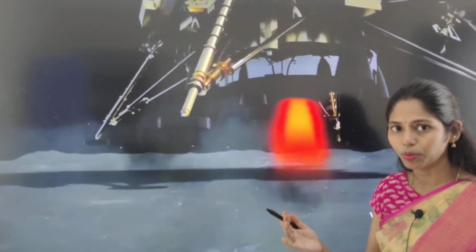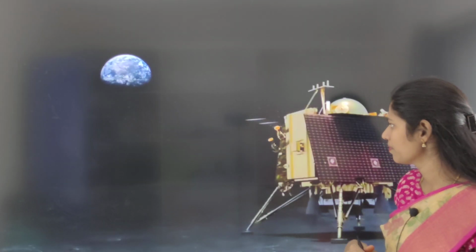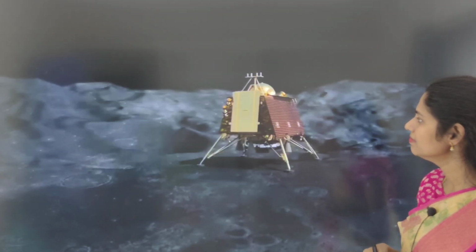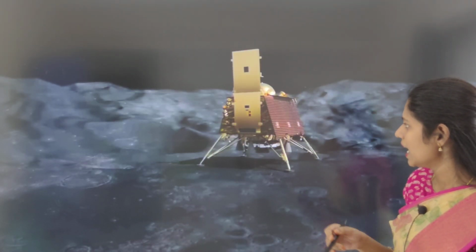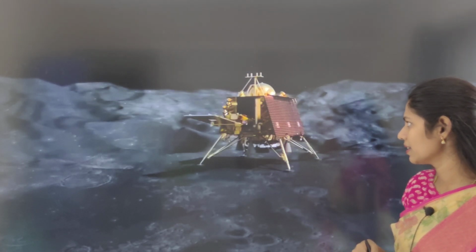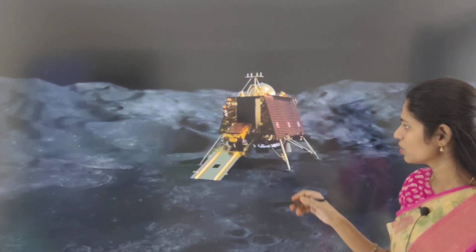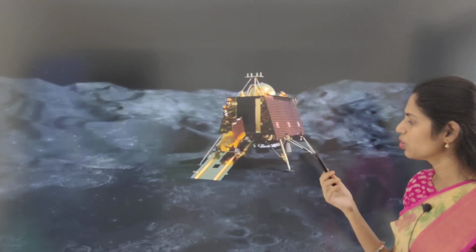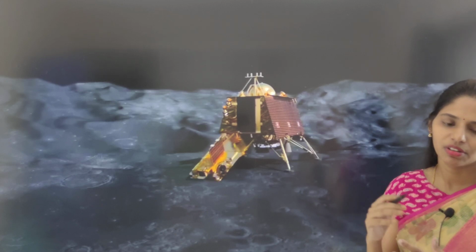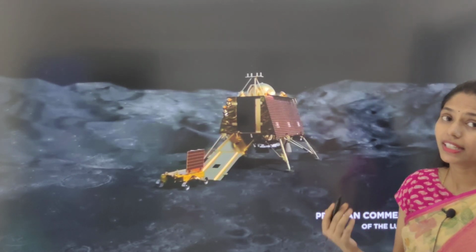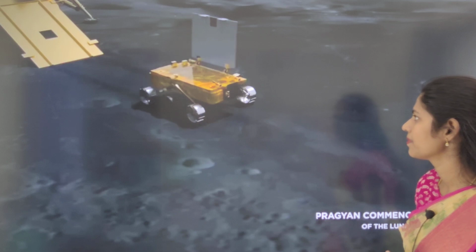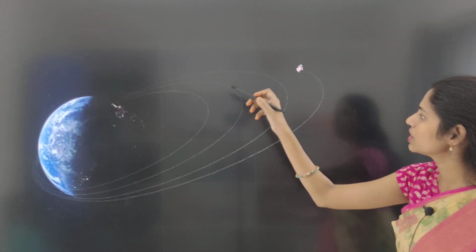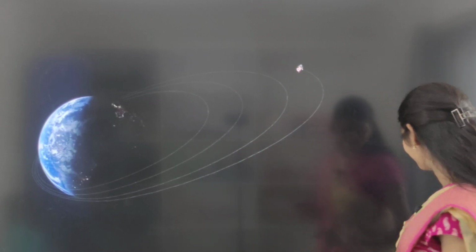After safe landing on the surface of the moon, what happens? This lander will be opened and the rover will come outside. That is what you can see here. The lander is opening and the rover is coming outside. So this is the Pragyan rover, and this rover will do the scientific analysis. It will collect the samples and send the data back to Earth. So this is Chandrayaan 3, and we are going to see this last step today.